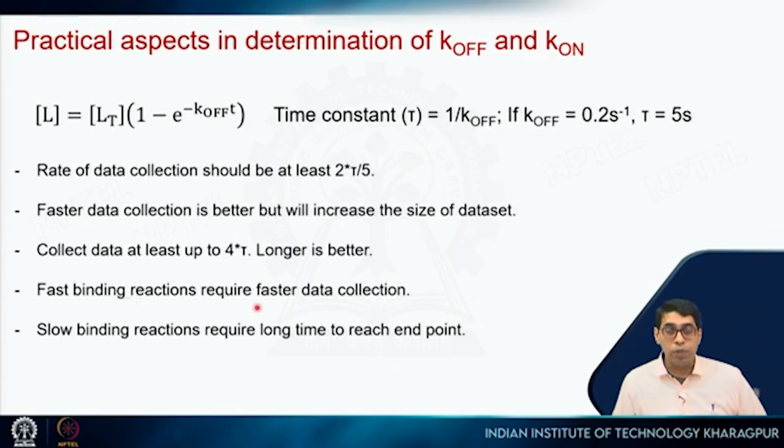Fast binding reactions require faster data collection. This will completely depend on the instrumentation, whether you can collect data at a faster rate. Slow binding reactions will require a long time to reach the endpoint. So even though you will collect data at a slower rate, you will have to collect data for a much longer period of time. It will be something where stability of the experiment will be very important.